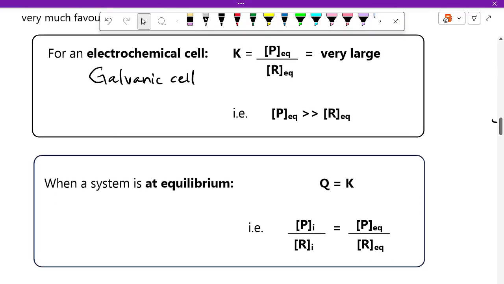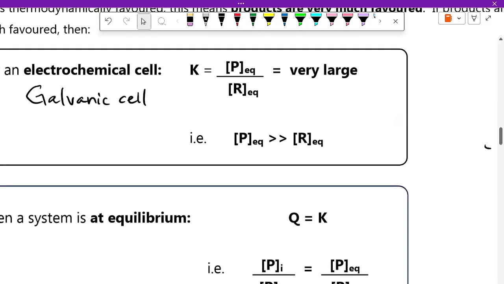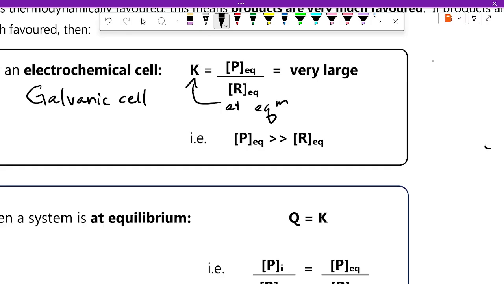When a system is at equilibrium, Q is equal to K. When we are at equilibrium, right? Because this is at equilibrium. Does it make sense that the concentration of the products is going to be really big because your battery has died? You have used up all the reactants and you have mostly products left? Yes?